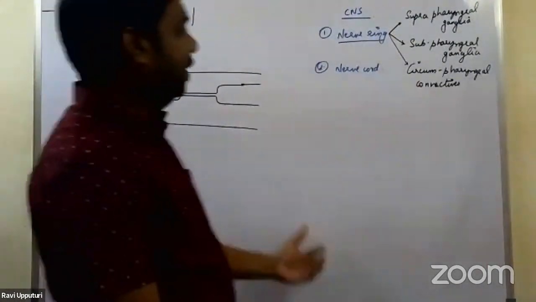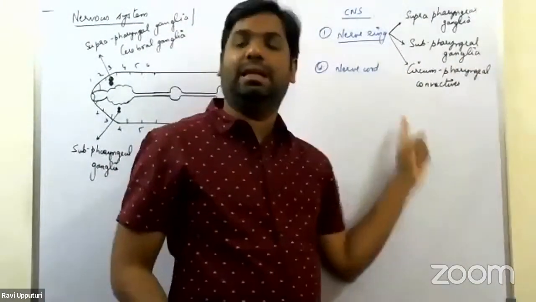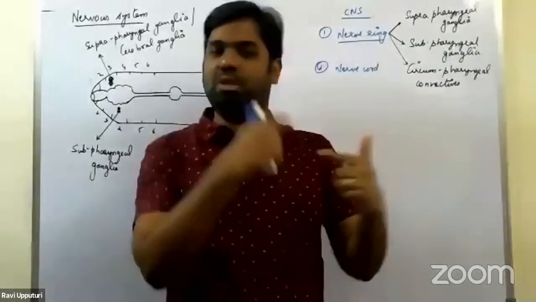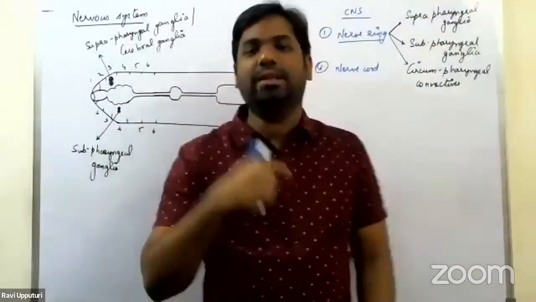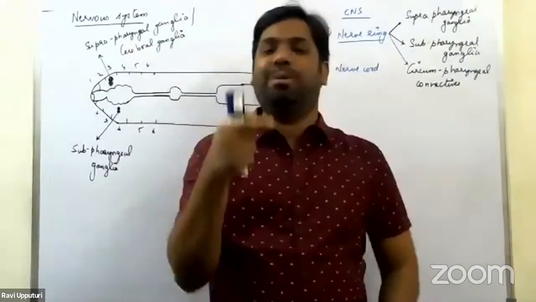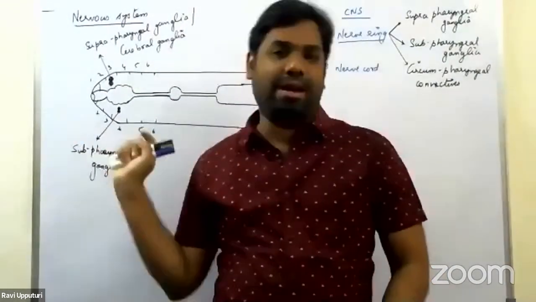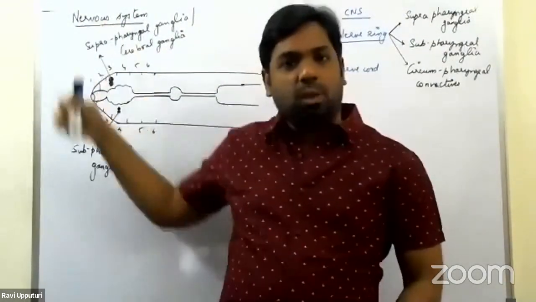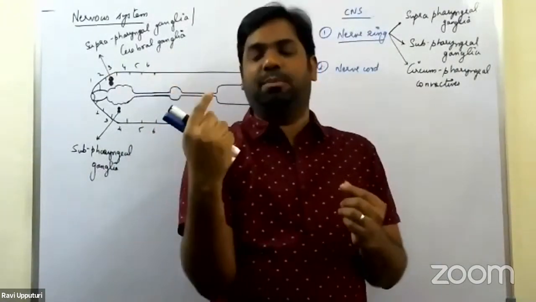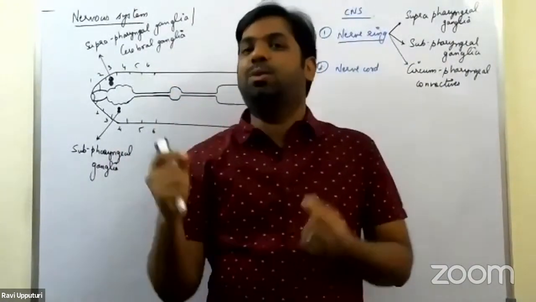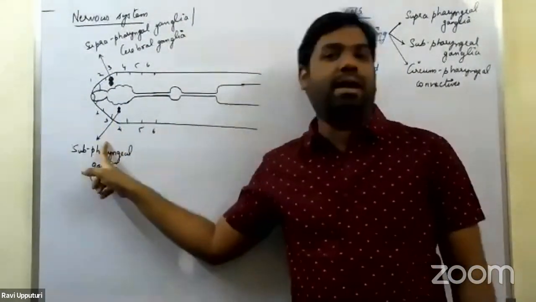Now, the third part of the nerve ring is called the circumpharyngeal connective. What does that mean? Circum means surrounding it in a circular way. Surrounding the pharynx, there is a connective present, which connects the suprapharyngeal ganglia with the subpharyngeal ganglia. Right around the pharynx there is a connection which connects the suprapharyngeal ganglia with the subpharyngeal ganglia.